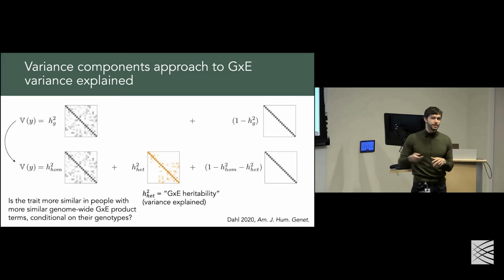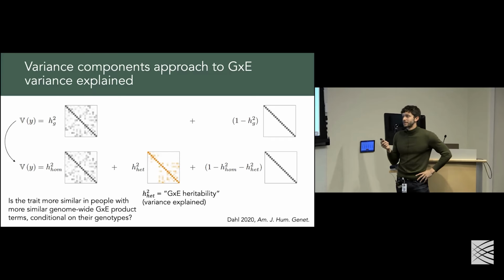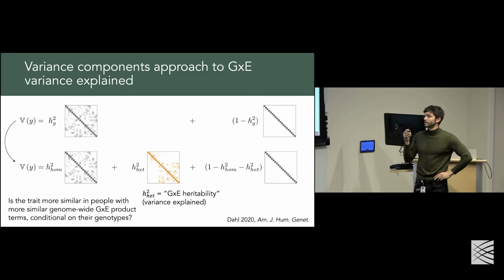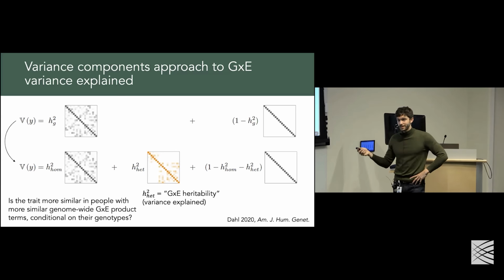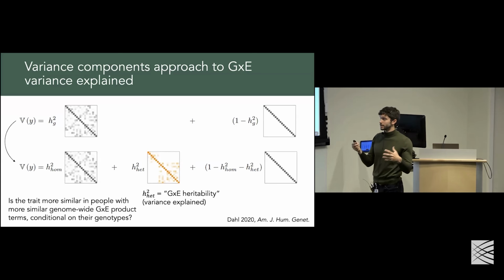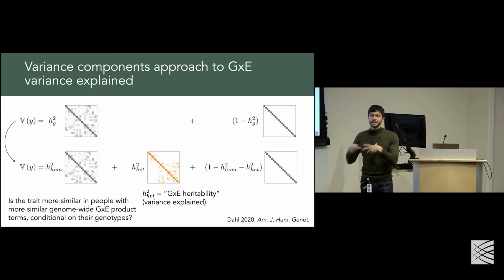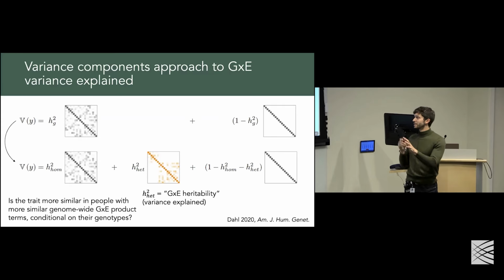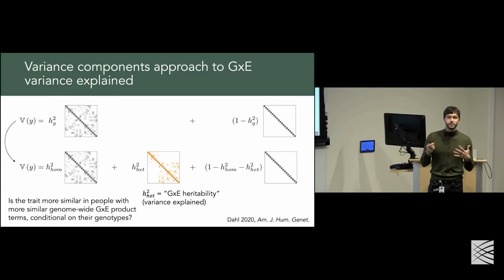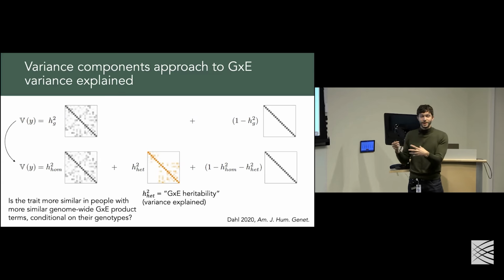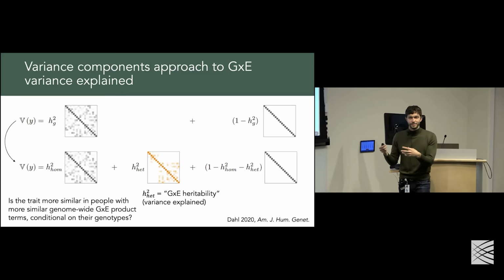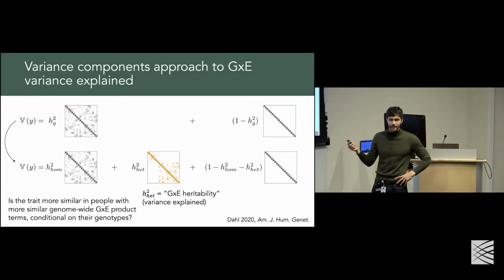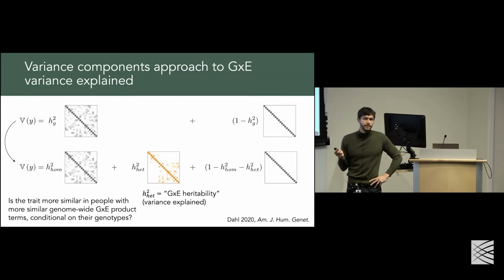in this particular paper, they were using het for heterogeneity. And the question here is: is the trait more similar in people whose genome-wide, not their genotypes, but their G by E product terms are more similar overall, conditional on this matrix of how similar their genotypes are in general? But ultimately, we estimate these 2 things together, and we can get estimates of how much the G by E contributes to heritability in the same way that we can do for genetics, in a way that's much more standard.